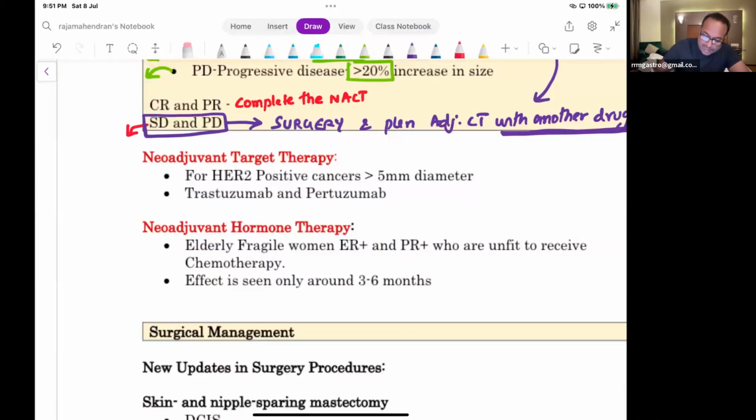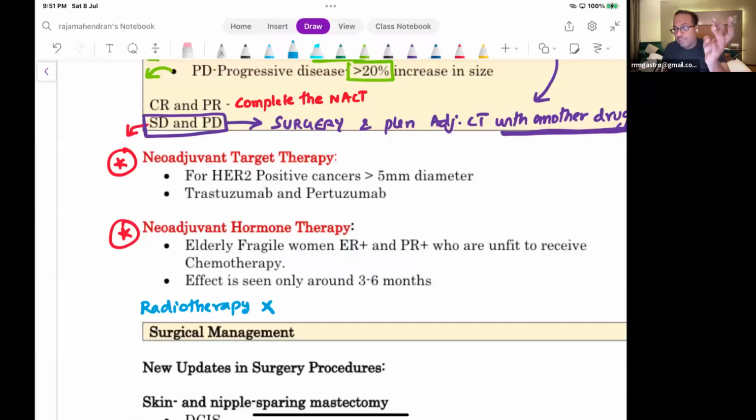Interesting points are given in New Bailey. Now neoadjuvant target therapy is available, neoadjuvant hormone therapy is available. What is not given? Neoadjuvant radiotherapy is not available. Neoadjuvant radiotherapy கொடுக்க மாட்டோம். Please remember. Neoadjuvant chemotherapy கொடுக்கலாம், neoadjuvant target therapy கொடுக்கலாம், neoadjuvant hormone therapy கொடுக்கலாம்.